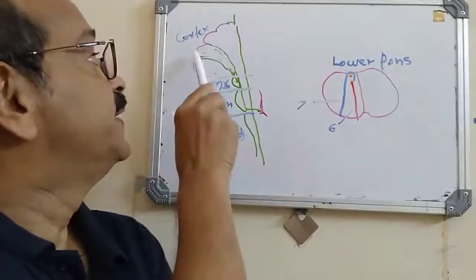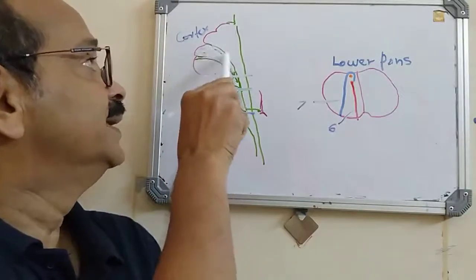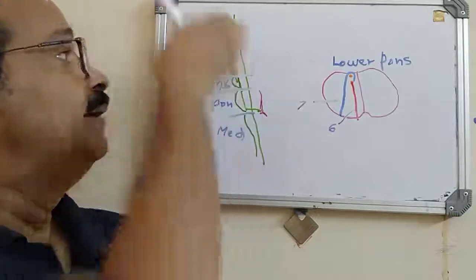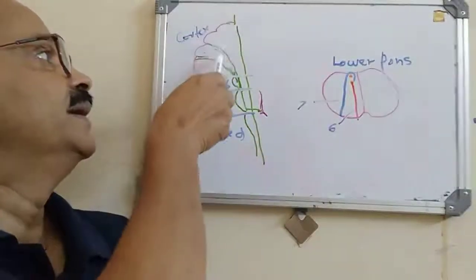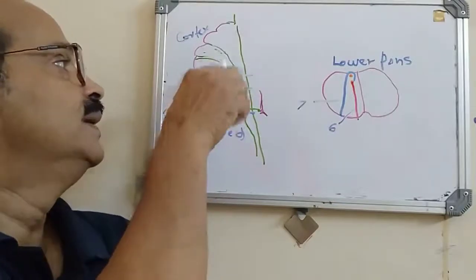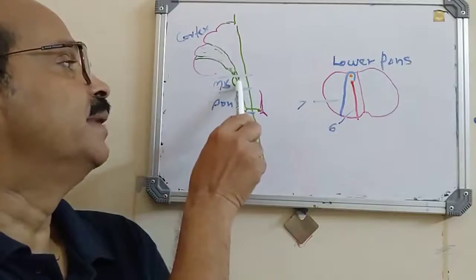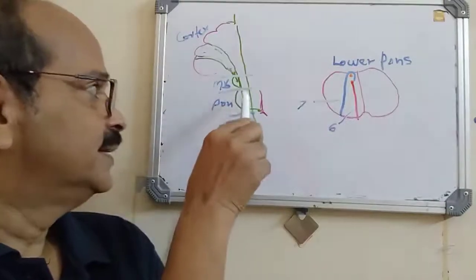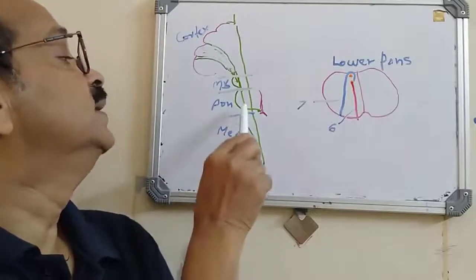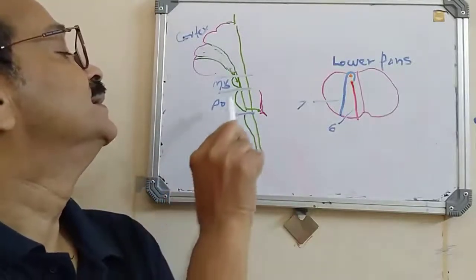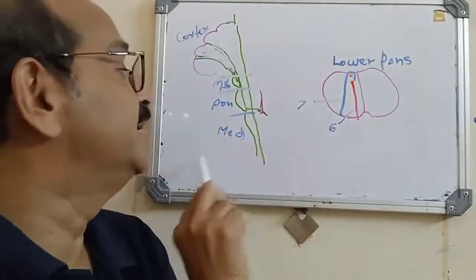From here the facial fibers come down through the corona radiata, then here is the internal capsule. I have drawn it as a coronal section of the brain. Here is the internal capsule. Then it comes down; this is the midbrain, the crus cerebri. Then this is the pons, and the lower end of the pons. This part is the medulla. Till then it is on this side, and at the lower end of the pons it crosses over to the other side.